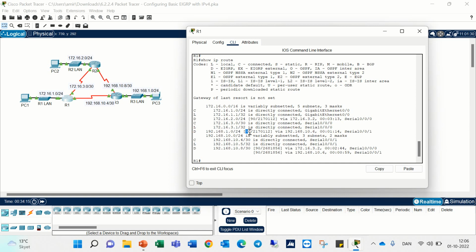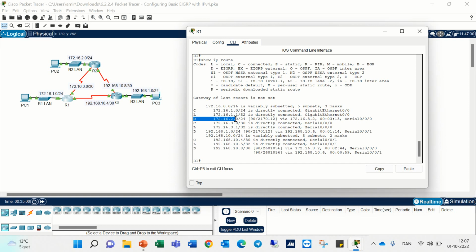And this is the metric. This is the metric of this route using this interface. And this is the AD, or administrative distance. For EIGRP it is 90 by default. For all of them it is 90, but the cost is different. You can see this cost is different. This cost is different. Yes.